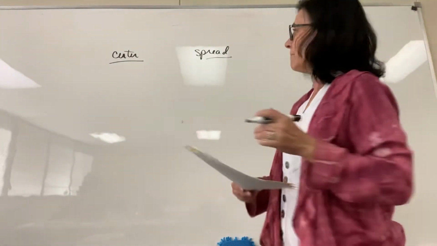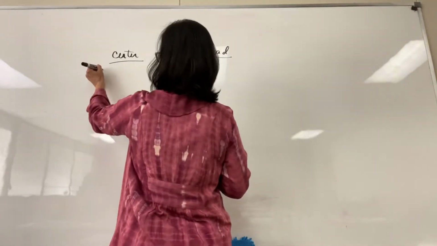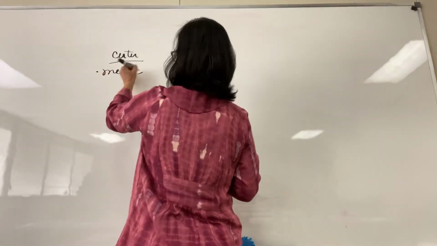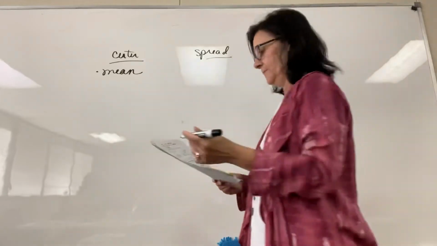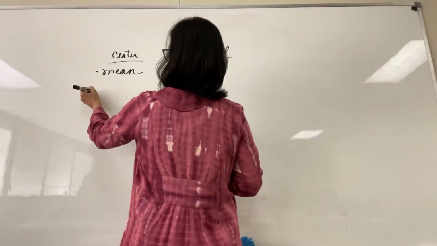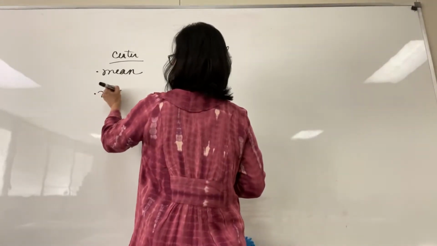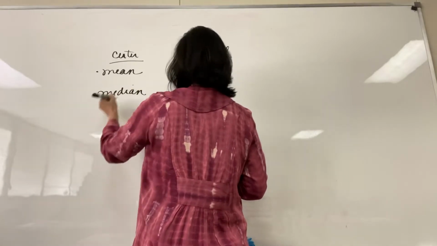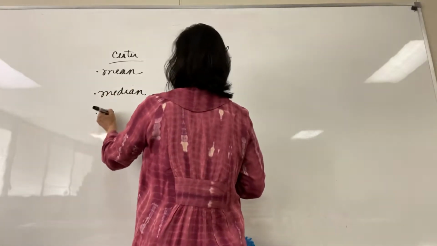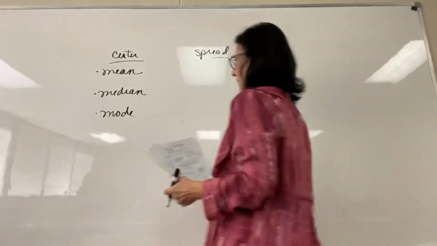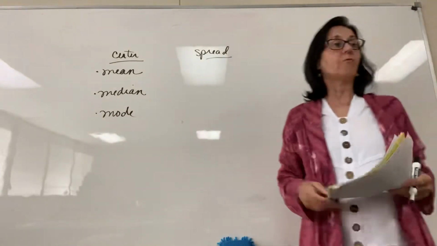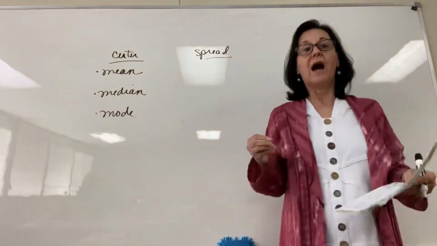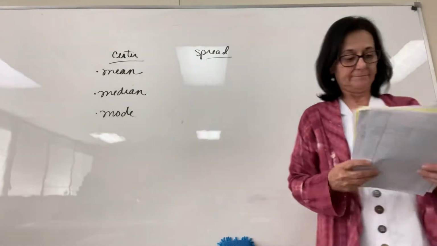So we measure the center using either the mean, you know what the mean is, right? It's the average. We use the median, and we can use the mode. Mean, median, and mode are measures of where that center of the data is.